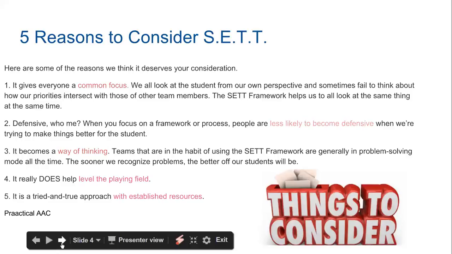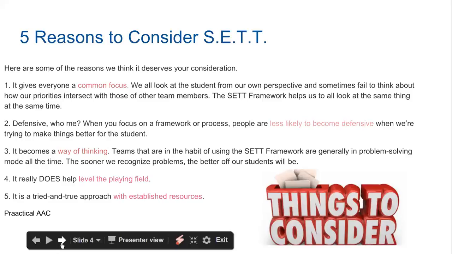Okay, so it's a way of thinking, and it also does help level the playing field in terms of the team approach. Everyone can have a say in this SETT framework. Everyone can contribute to the SETT framework, and I think that really helps all team members feel like a valued part of the process and the decision. Even the parents can be involved. I highly encourage teams to get their parents involved with the SETT framework so that they understand how the team is thinking and the process by which we're choosing tools.